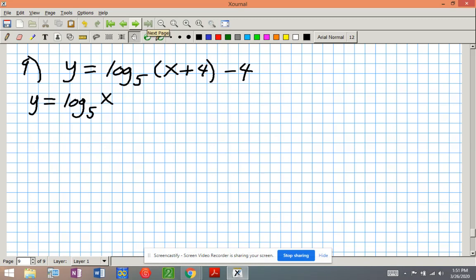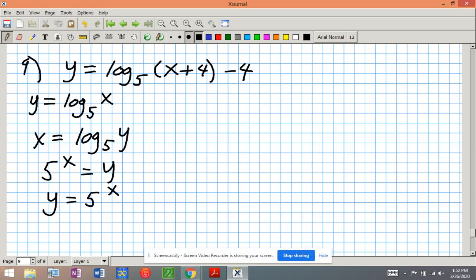Okay, so the parent function for number 9 is y equals log base 5 of x. So remember, we're going to find the inverse of that and get those points and then switch those points. So the inverse of that, remember, what we do is we switch x and y. So we have x equals log base 5 of y. We switch x and y. Now we're going to write that as an exponential equation. 5 to the x power is equal to y. Or if you like, y equals 5 to the x. So that is the inverse function, remember, because we switched x and y, and it's just simply easier to make a table for that inverse function than it is for the one they gave us.